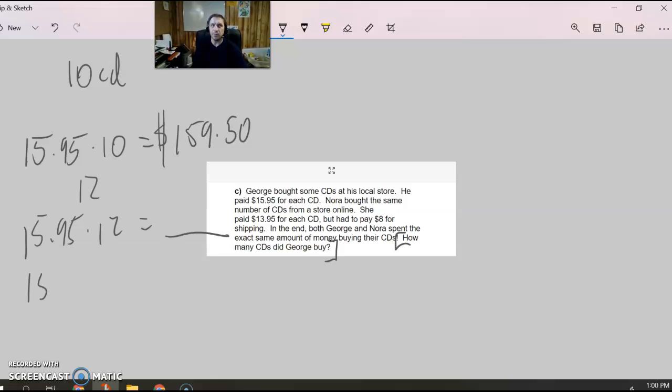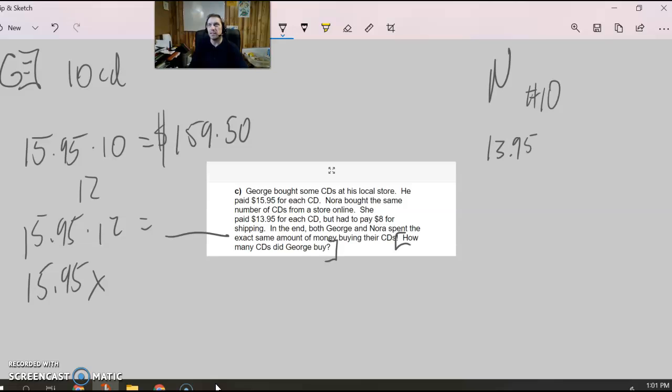But if he bought X number of CDs, it'd be $15.95 times X. So we can kind of see how many CDs George would buy. Now, if they bought the same number of CDs, what would Nora's equation look like? Well, if she bought 10 CDs, she would spend $13.95 times 10, right?